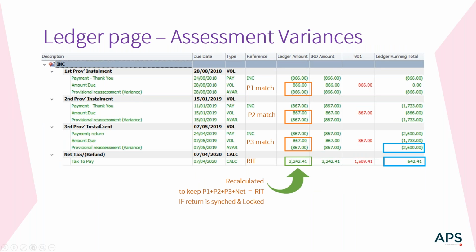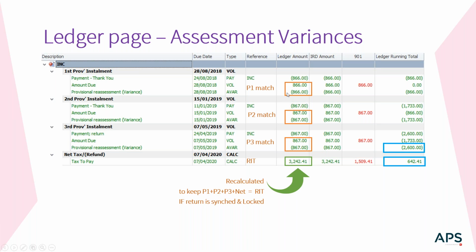Okay, so here we are in the next slide. So in this case, we've matched each of the provisional assessments, which were reassessments of zero, against the existing voluntary instalments. So in this case, variances are being generated. When the P1 assessment was matched, it generated an assessment variance to make the two equal collectively zero, which was the IRD reassessment value. And the same has occurred for each of the other provisional instalments.